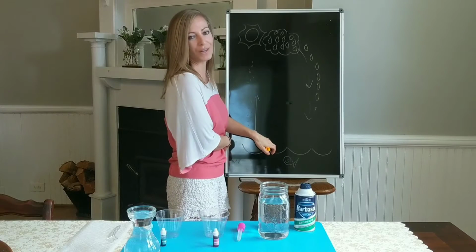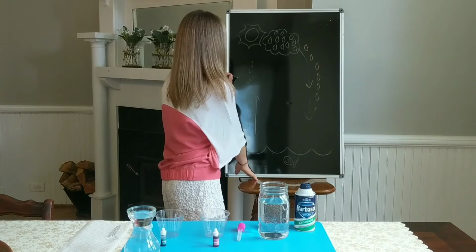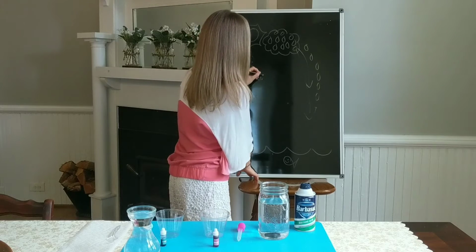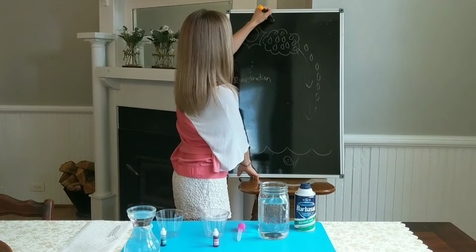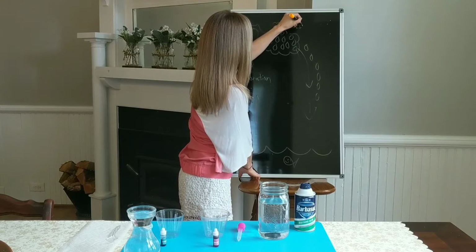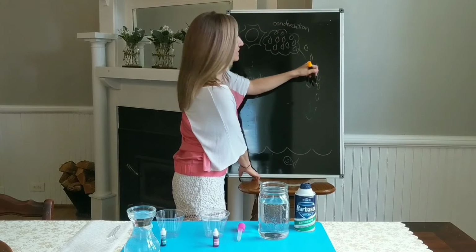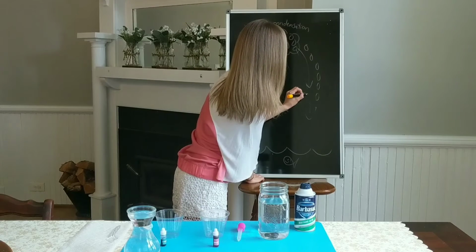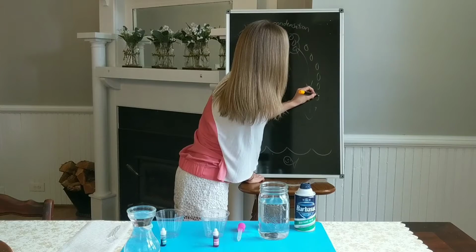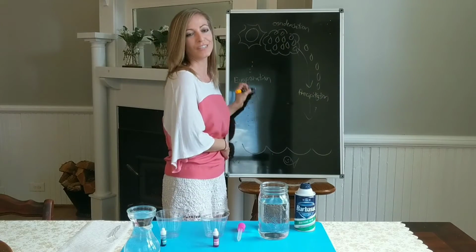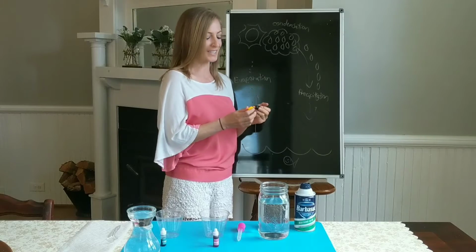So you have the water collection, and then you have evaporation. It turns into a cloud for condensation. And then it falls down, and that's precipitation. That's the fancy word for rain. And it happens over and over and over. That's why it's the water cycle.